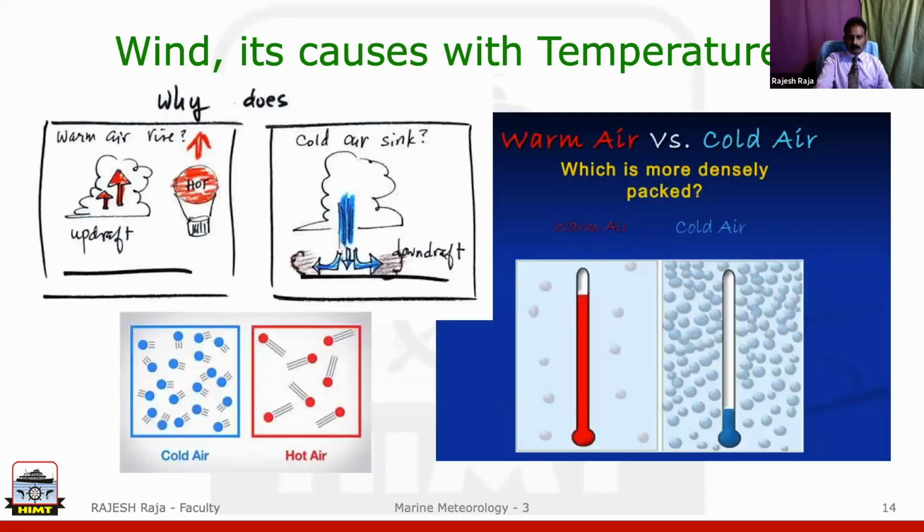Quick picture of whatever we did. You can see on the left hand side, if it is warm air, it is going to rise up, and cold air, it will sink. And these two pictures depict that if you are having a warm air, the molecules are well separated, and if you have cold air, they are very close and dense.